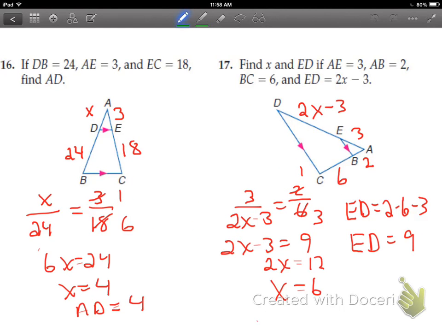The next problem is the perfect setup for the proportionality theorem. x over 24 equals 3 over 18. We get x being 4, and AD, which is the length of x, is also 4.